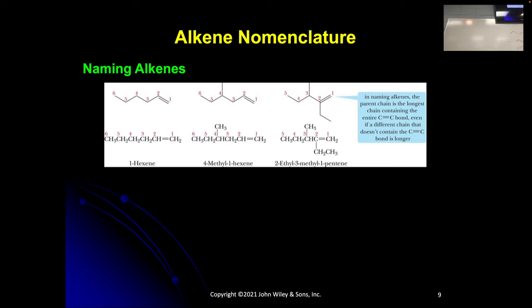So here's some examples of naming alkenes. You can see the bond line drawings and the condensed formulas, right? So we have 1-hexene, not 5-hexene. We have 4-methyl 1-hexene. There's the longest chain, and we've got a methyl group hanging off of that. The alkene has to be part of the longest chain. That's one of the rules. So this is a pentene molecule, so it's 1-pentene, and I have 2-ethyl, 3-methyl, 1-pentene. What does that 1 tell me? It tells me where the double bond is located, okay?